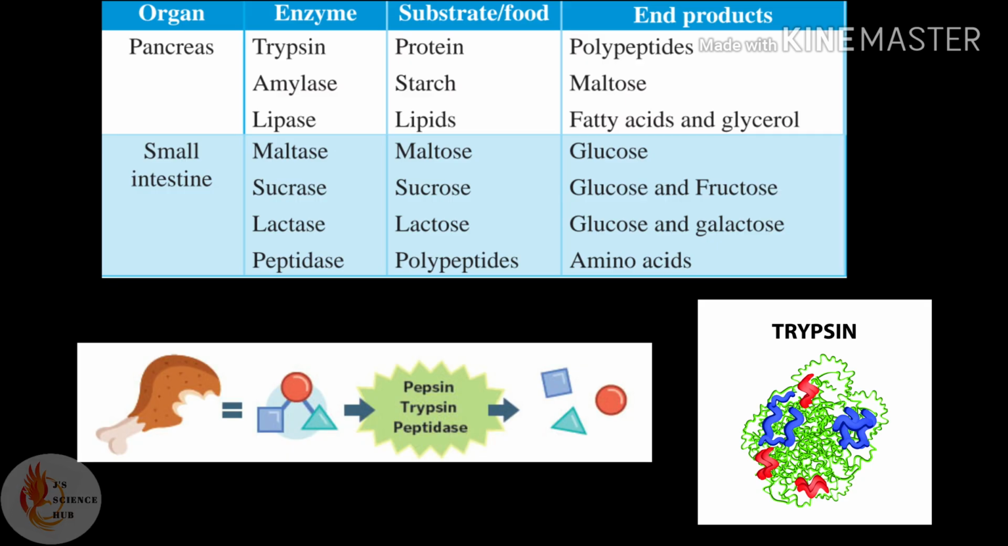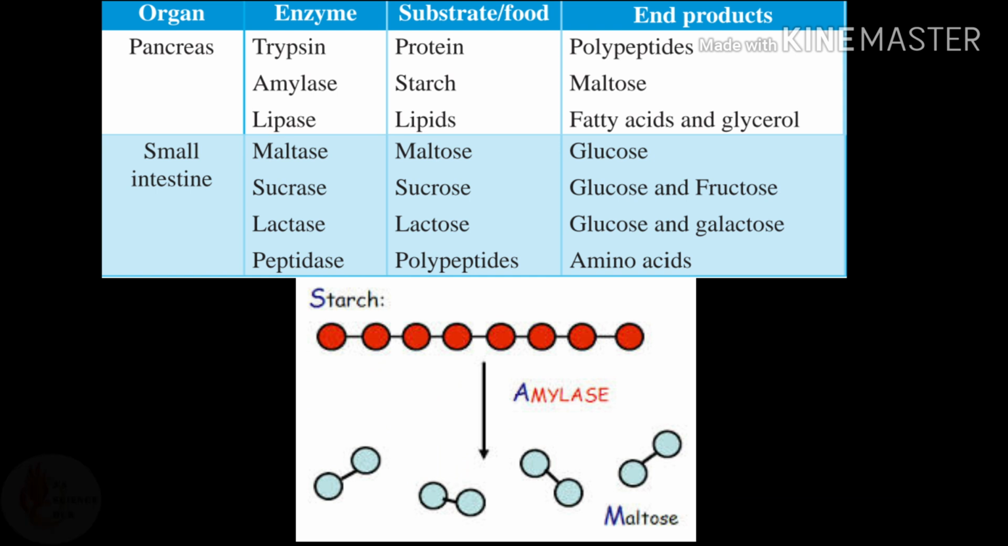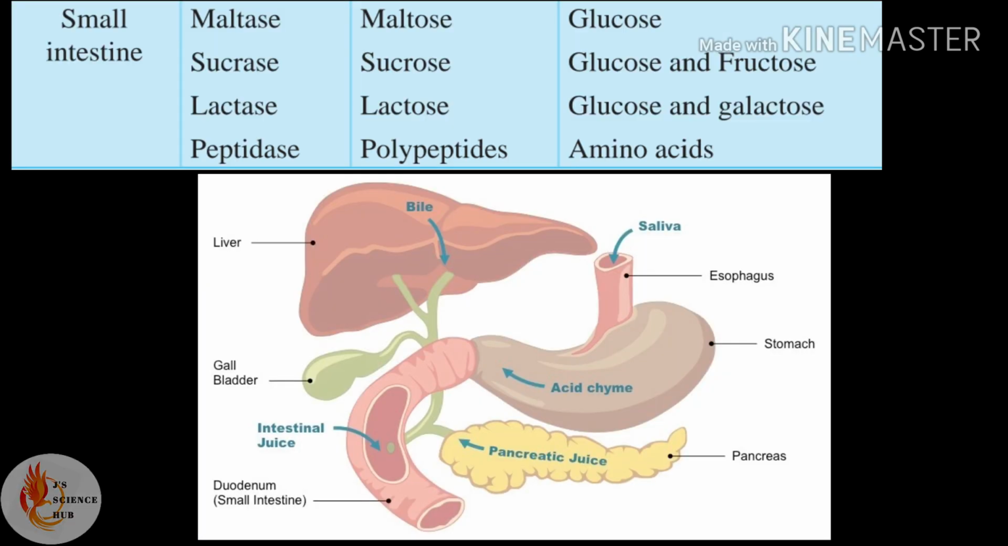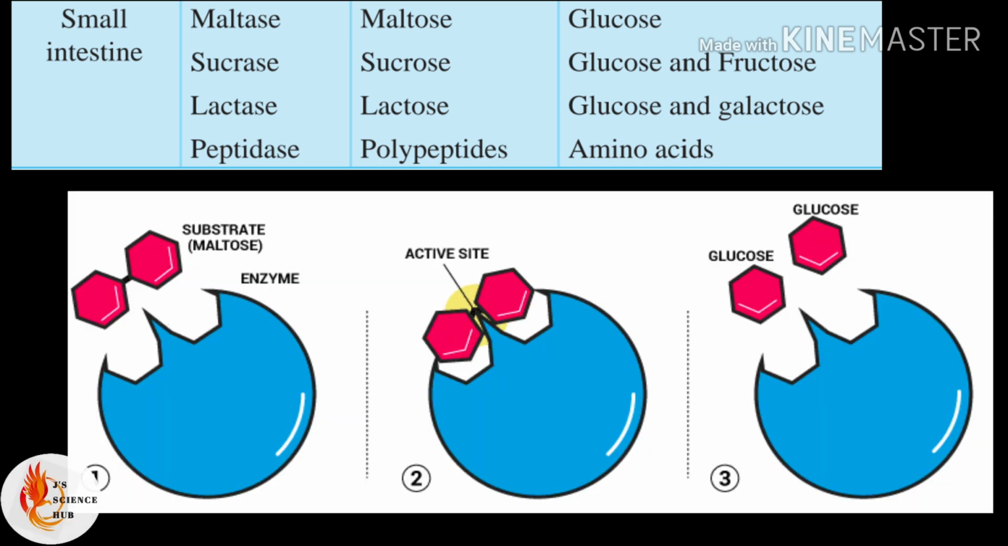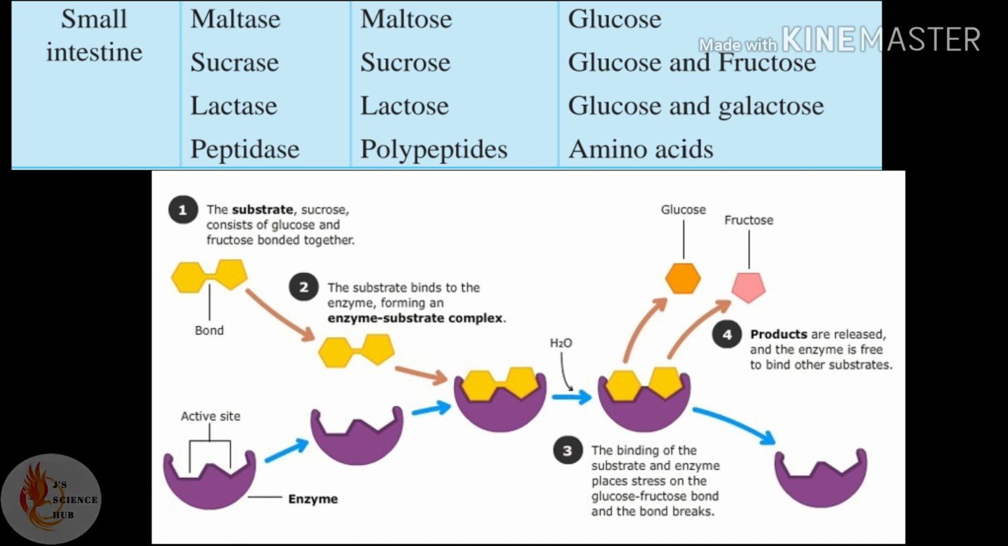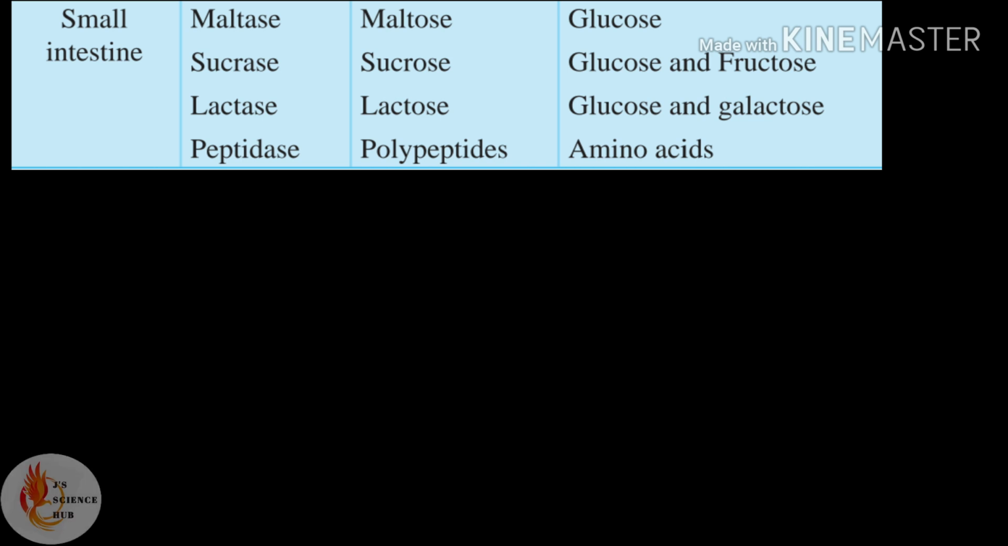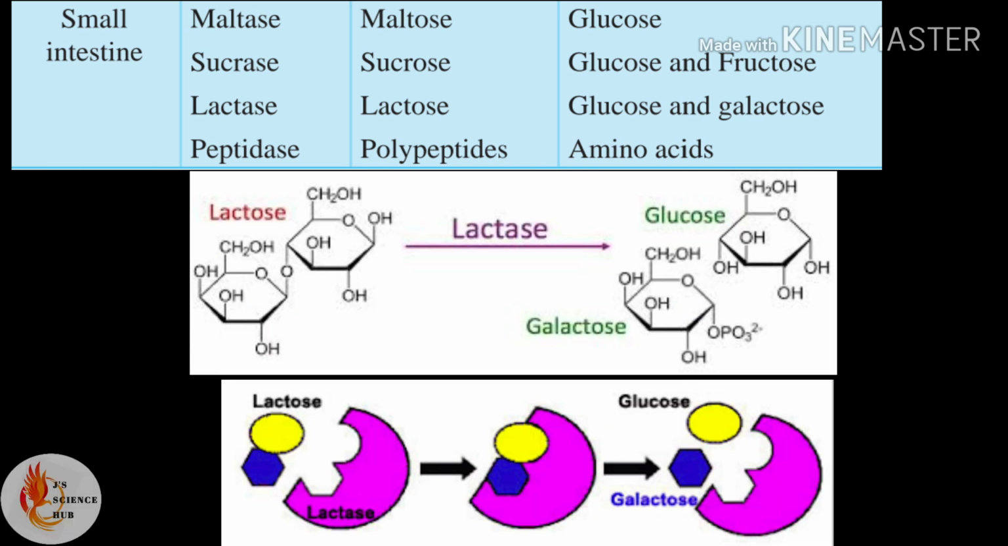Trypsin converts the remaining protein into polypeptides. Amylase present in pancreatic juice converts starch into maltose. Small intestinal juice, as I said earlier, contains the enzymes which convert disaccharides into monosaccharides. So maltose, by the enzyme activity of maltase, is converted into glucose. Sucrose is converted by sucrase into glucose and fructose. Lactose, by the action of lactase, is converted into glucose and galactose.